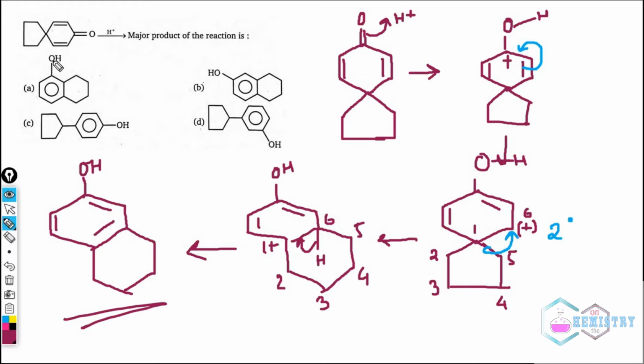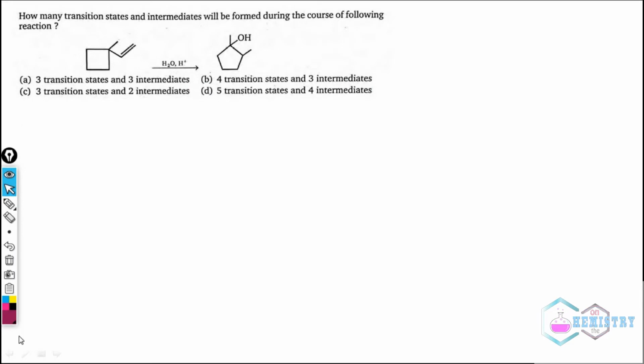Let's check which option is correct. Obviously not C and D. In this case the OH is just adjacent to the ring junction, but here there is one extra carbon between the OH and the ring junction, and hence B will be our answer. Okay, now come to the third problem.